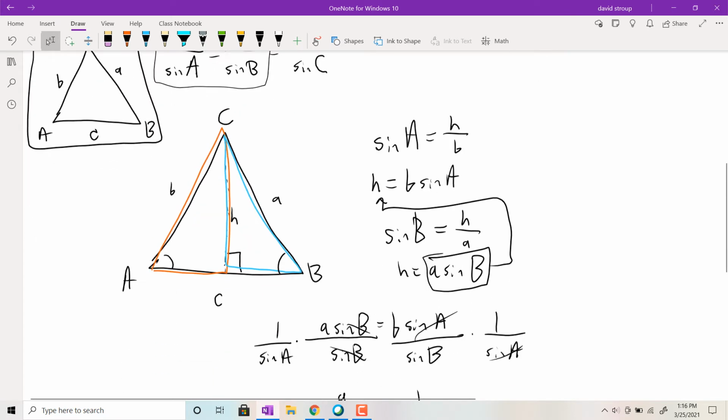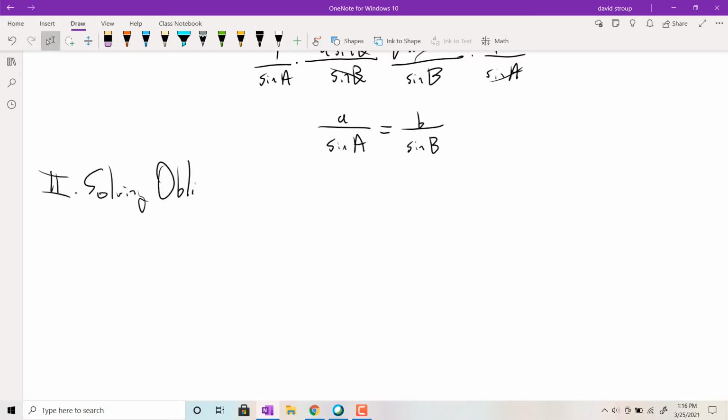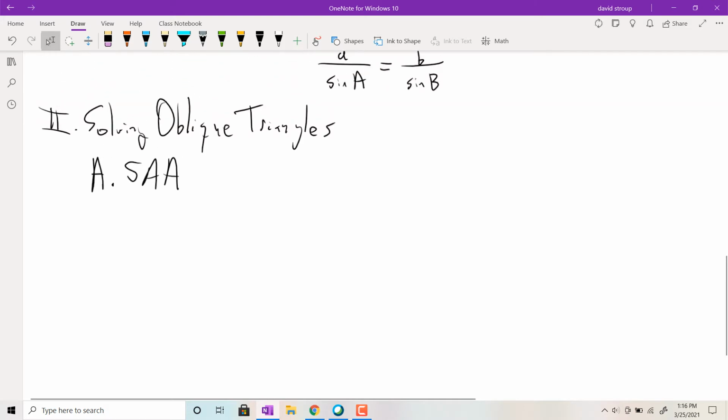So we're going to use it to solve oblique triangles. So that's our next section here, solving oblique triangles. And there's several variations. The first two variations are kind of easy, but then they get harder. Okay, so we'll continue on solving oblique triangles.